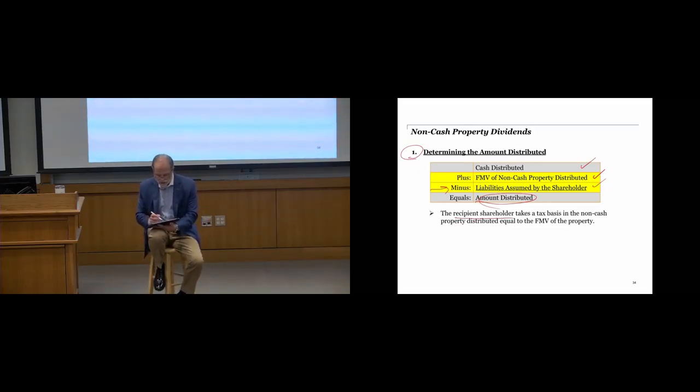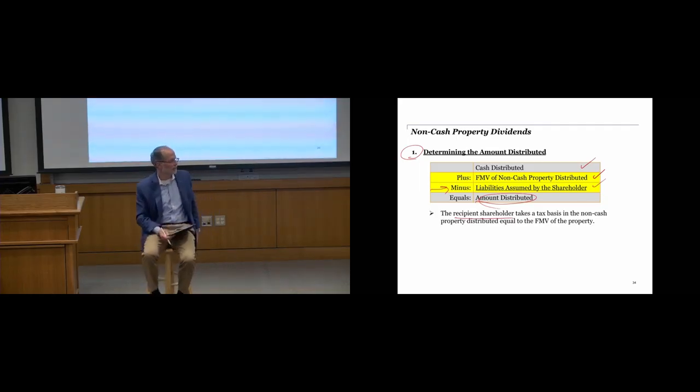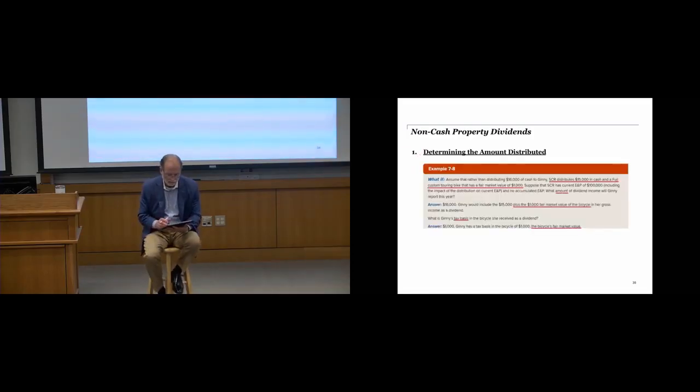What's interesting is the recipient shareholder takes a tax basis in any non-cash property distributed equal to the fair market value of the property. That's because getting the non-cash property out of the corporation is a taxable event, especially if it's appreciated. That means tax has already been paid on the gain in the asset, so the new owner, the shareholder, takes a fair market value basis in the asset. It's only subsequent appreciation or depreciation in the asset that will affect the gain.